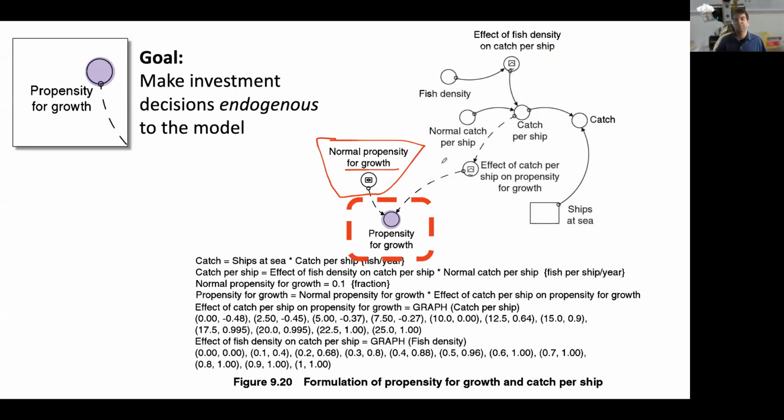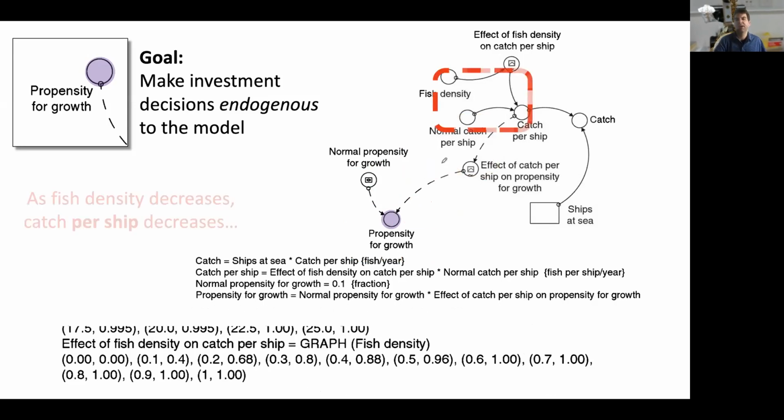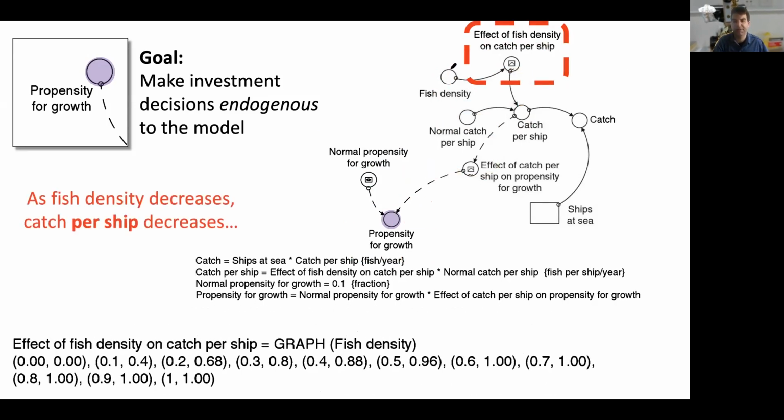So that's our normal propensity for growth. But we're going to allow this to get modulated over time based on how successful the ships have been out there in the fishery. So if we think about it, up here we've got fish density, which is going to come from our normal fishery model, which is over on the side. We're already done with that. That's our standard growth model of the fishery. We've got that, and that's going to set up a fish density. That's how the fish are going to enter into that.